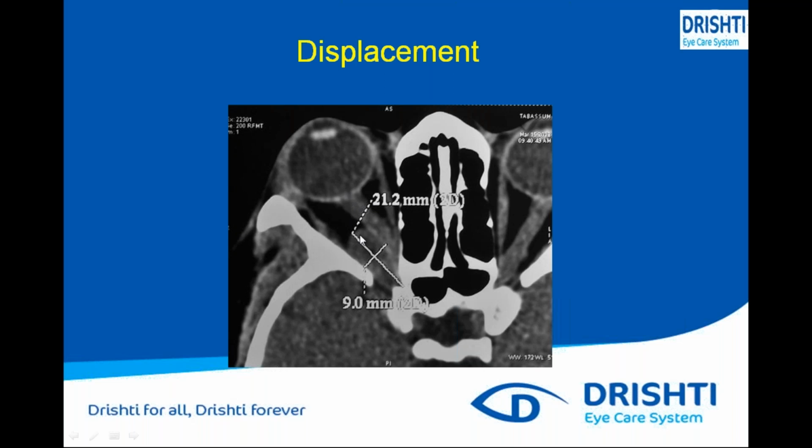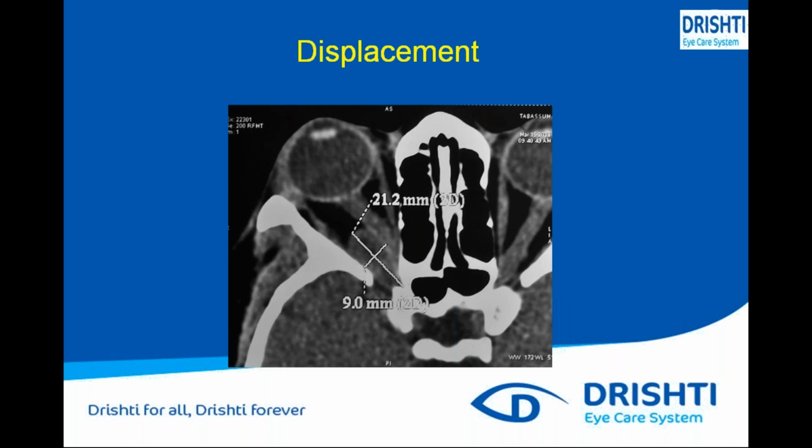Exactly, this optic nerve should lie centrally like this, but this mass has pressed the optic nerve and displaced it from the normal position. So this is called displacement. How much displacement there is can also be measured. Like this is a 9 mm mass, and due to the 9 mm mass, the optic nerve is displaced by a total of 21.2 mm from there to there. In this way optic nerve displacement can be seen.